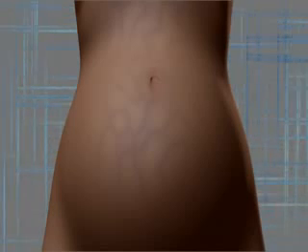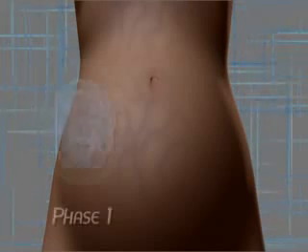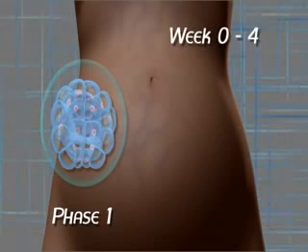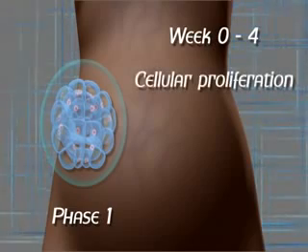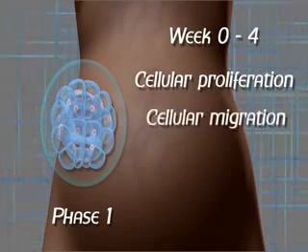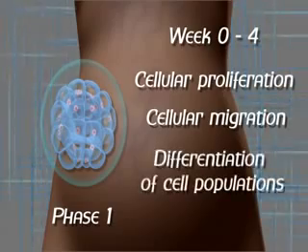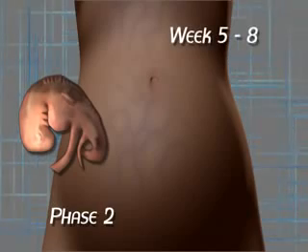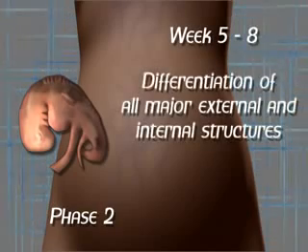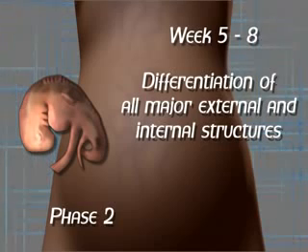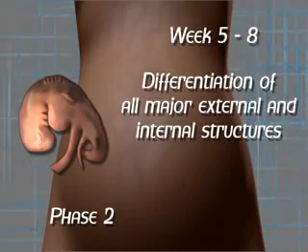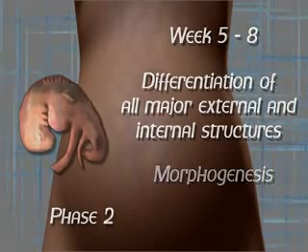Prenatal development is divided into 3 successive phases. The first phase spans the first 4 weeks of development. It involves cellular proliferation and migration with some differentiation of cell populations. The second phase spans the next 4 weeks. It is characterized by the differentiation of all major external and internal structures. This process is termed morphogenesis.